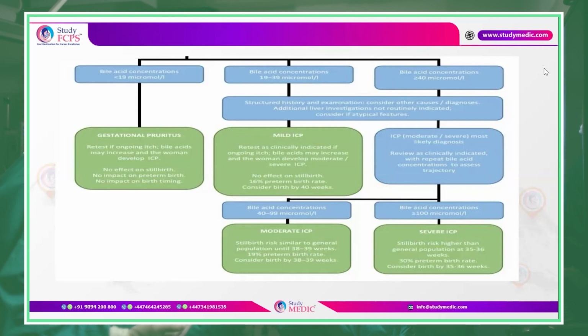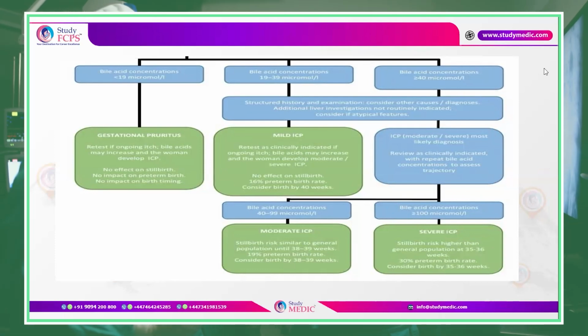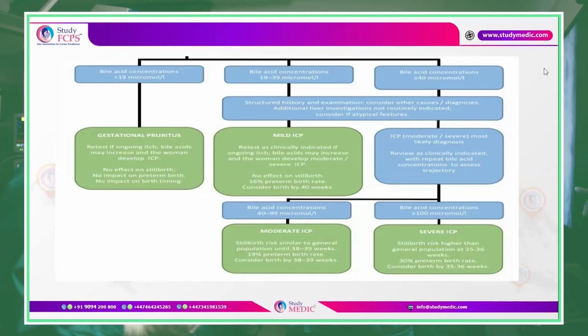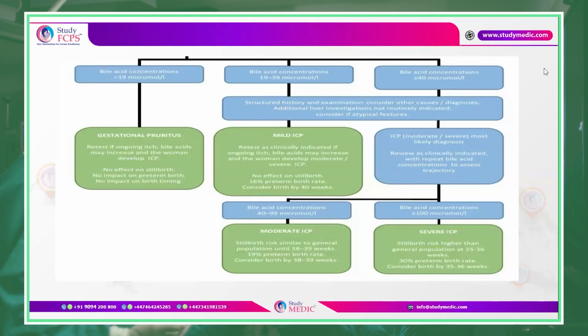If the bile acid concentration ranges between 19 and 39 micromole per liter, our diagnosis is going to be mild intrahepatic cholecystitis of pregnancy. So how are we going to manage? We will retest as clinically indicated if there is ongoing itching. Bile acids may increase and the woman may develop moderate to severe intrahepatic cholecystitis of pregnancy, so we have to counsel the patient.